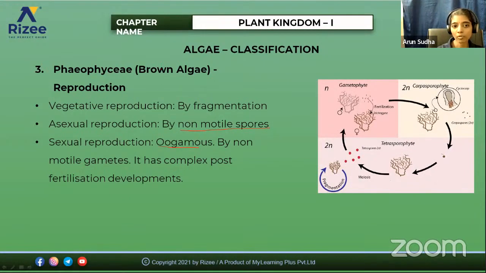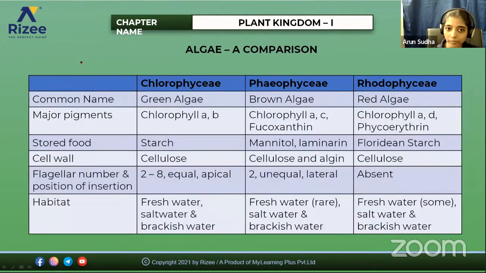So this is also for red algae, which are also called Rhodophyceae. Vegetative reproduction is by fragmentation, asexual reproduction is by non-motile spores, and sexual reproduction is mostly oogamous. So these are about the red algae. Now we'll see the comparison of the three types of algae.